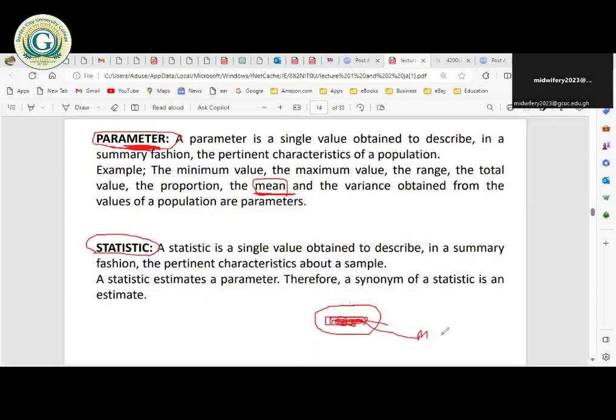This time around, this mean that we've computed is referred to as a statistic. Okay? This is referred to as a statistic. Okay. Now let's move on.